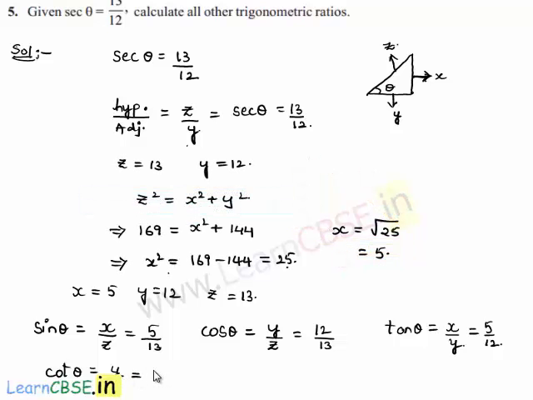y is 12 and x is 5, and also let us find the value of cosecant theta, which is nothing but the inverse of sine theta. Therefore cosecant theta can be written as 1 by sine theta, which is equal to 1 by the sine theta value, 5 by 13. So 1 by 5 by 13 is 13 by 5.